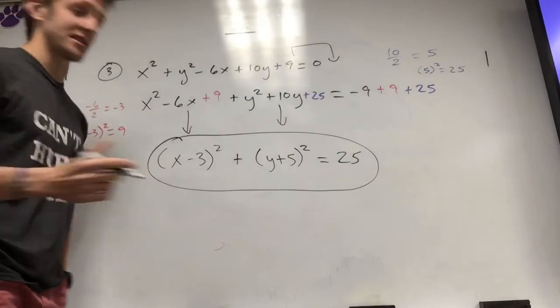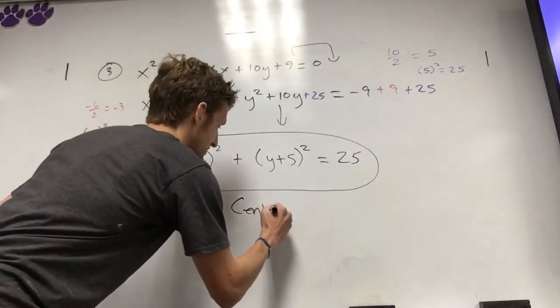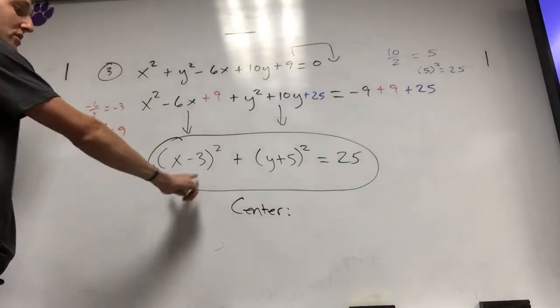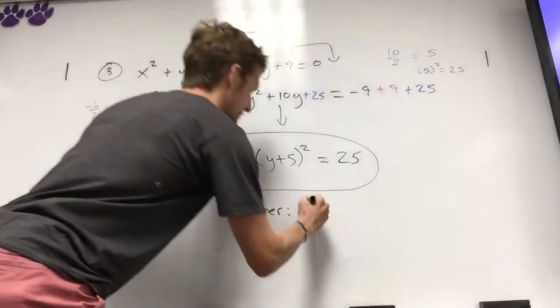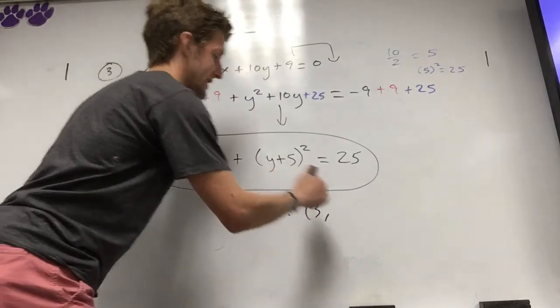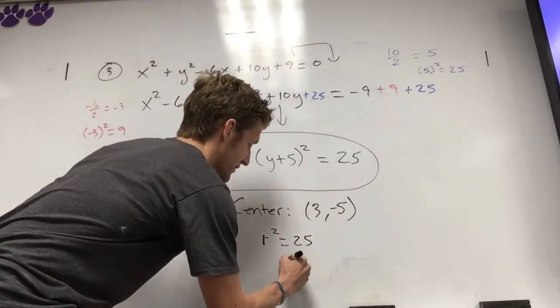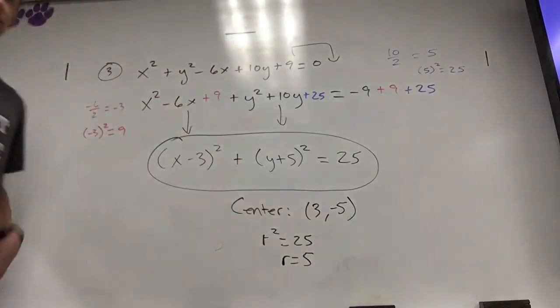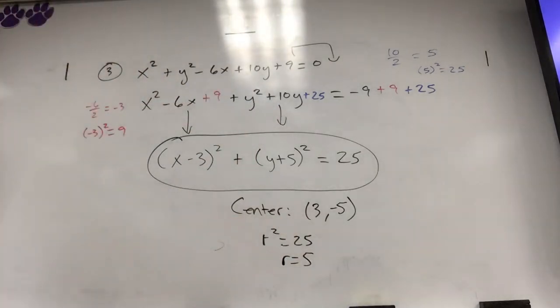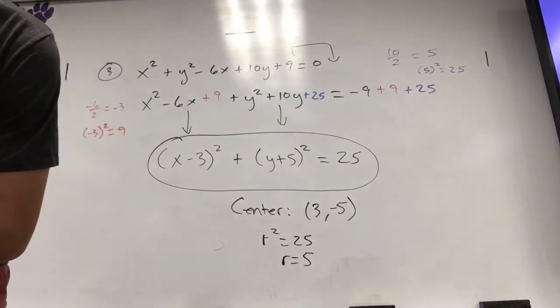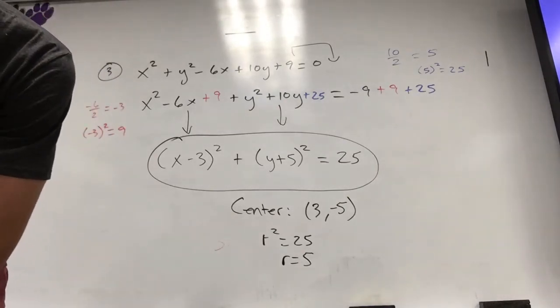Now I want to know what's the center and the radius. Well, the center is, now be careful, it's x minus h, y minus k, so it's always the opposite. That's negative 3, and the center is positive 3, negative 5. And if r squared is 25, then the radius is 5. All right, there we go. That was a fun one. You should have done that plenty of times in pre-calculus.